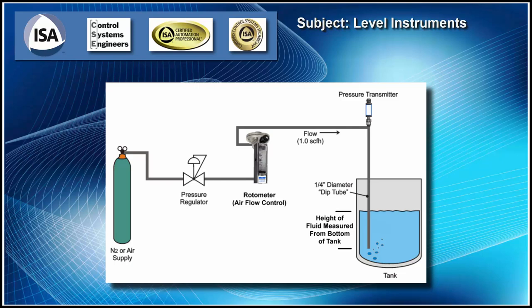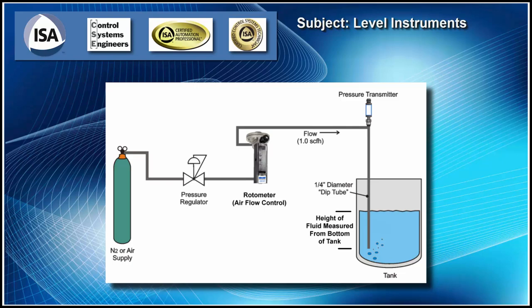Okay, another handy type of head level measurement is the bubbler tube. So the bubbler tube is what you're seeing here. It's a 1/4-inch diameter dip tube, they call it a dip tube, that goes down into the tank, and it's off the bottom, say maybe an inch or so. Then you have an air supply or nitrogen, and this is really high pressure in the plant or the bottle. So we have to use a pressure regulator to reduce the pressure.